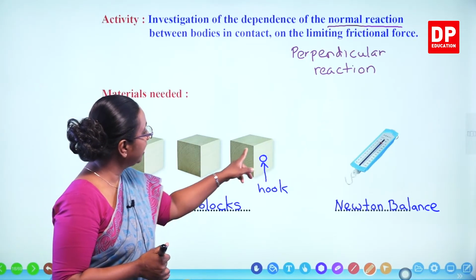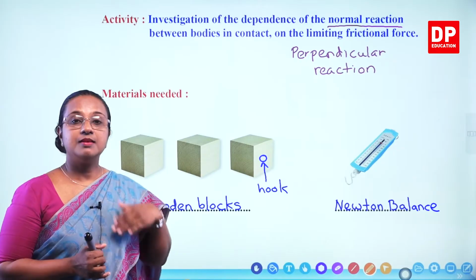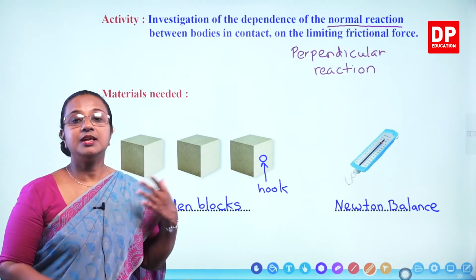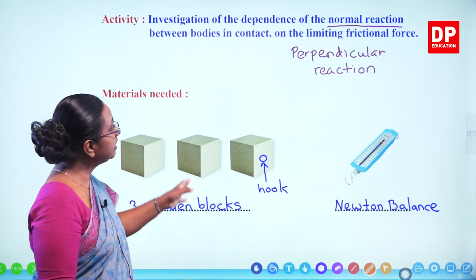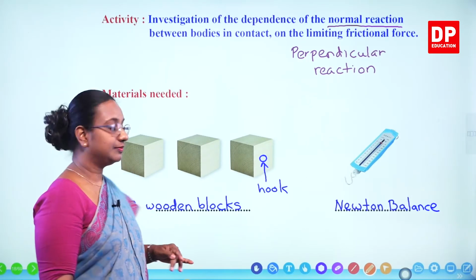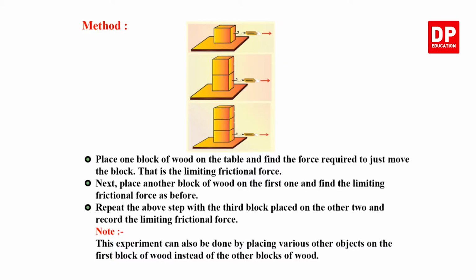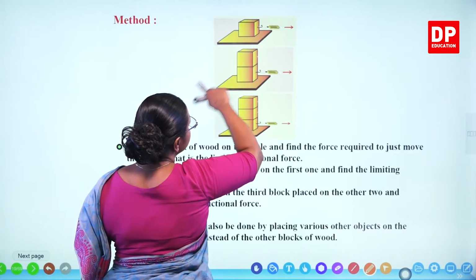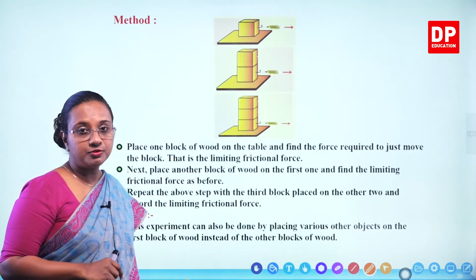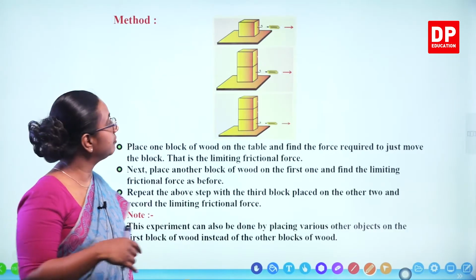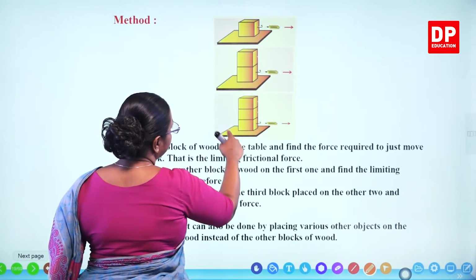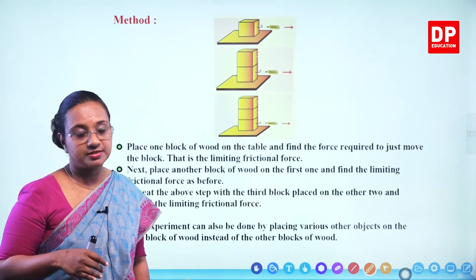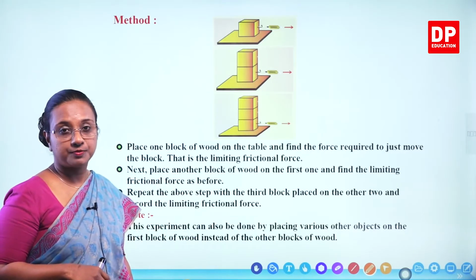As you can see, when we increase the number of blocks, the weight of the block increases and therefore the perpendicular reaction increases. Let me summarize the steps again. The method is shown to you here in the picture. Only one block is placed on a horizontal surface and we are pulling it with a horizontal force. You find the limiting frictional force, then with two blocks and all three blocks. We can also do this activity with different objects placed on the first block.